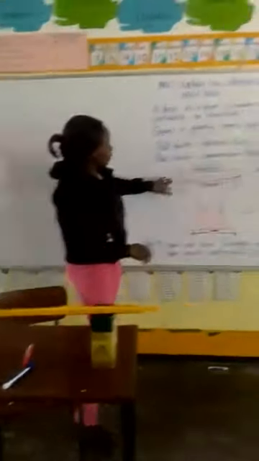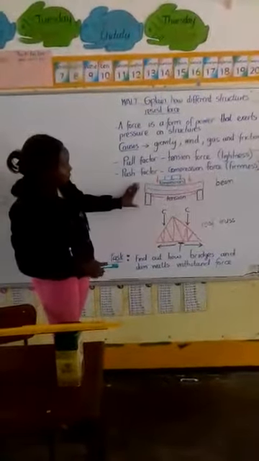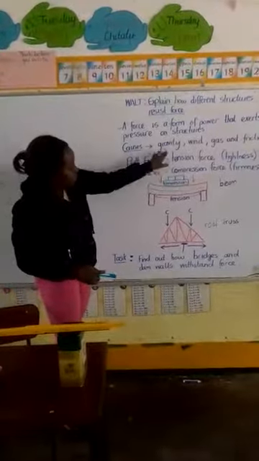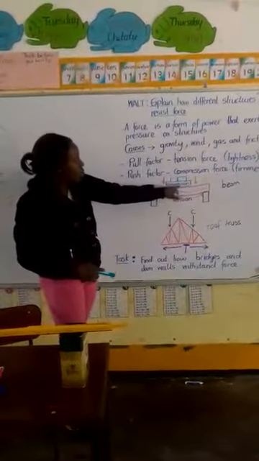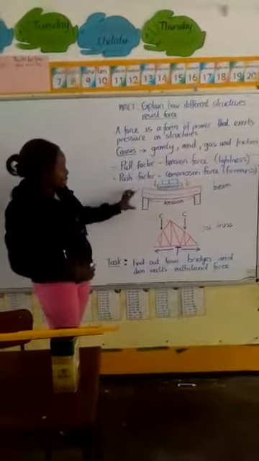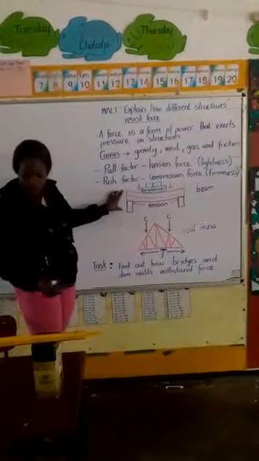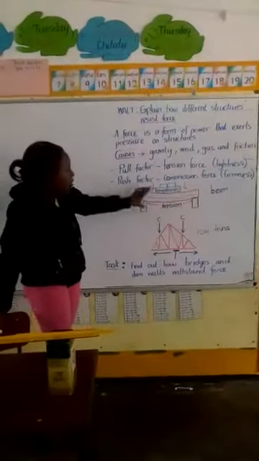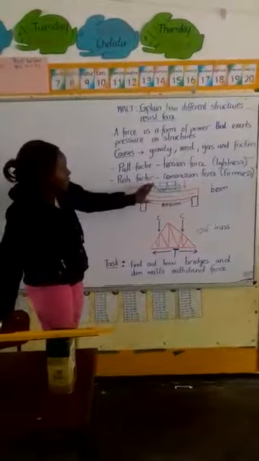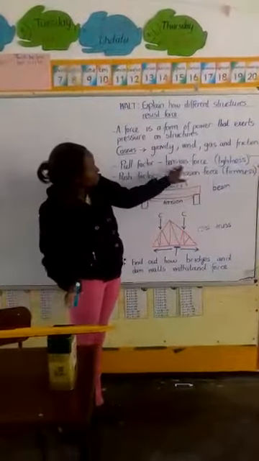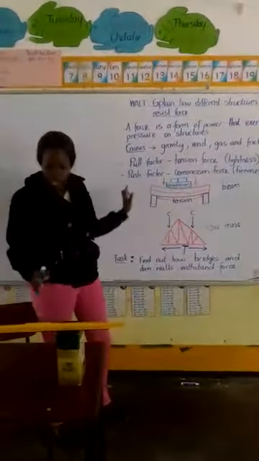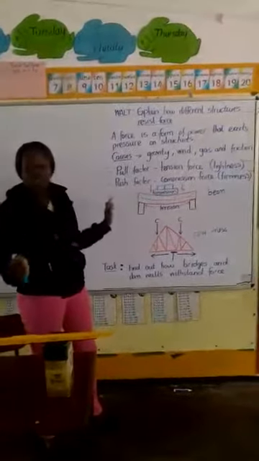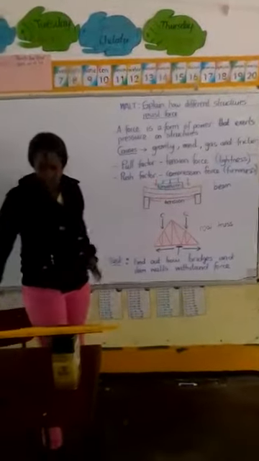So usually, the force of gravity usually causes what we call compressional force. And this is a beam, and I'm going to demonstrate here how the two types of forces, the compressional force and the tensional force, cause pressure on objects or on structures. So here is the beam. I'm going to demonstrate here.